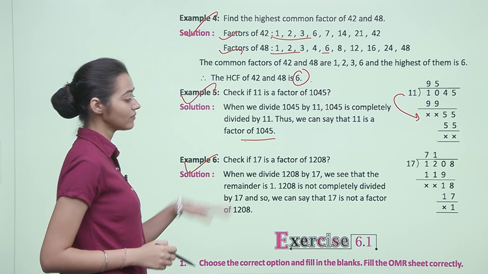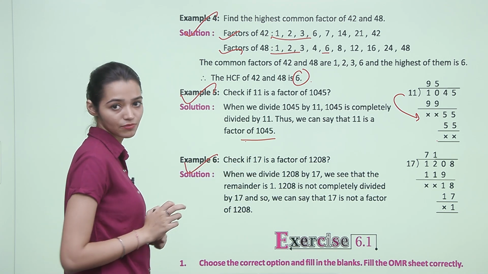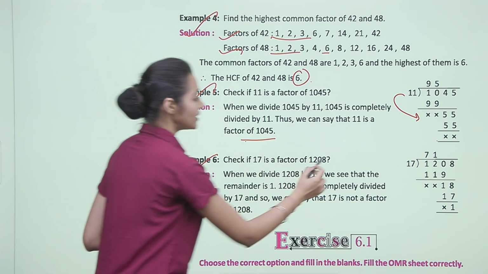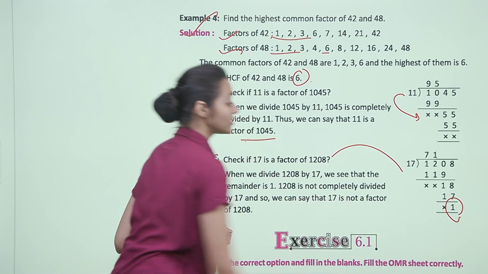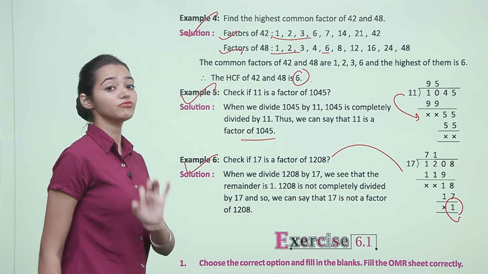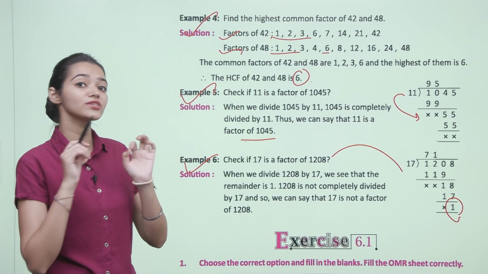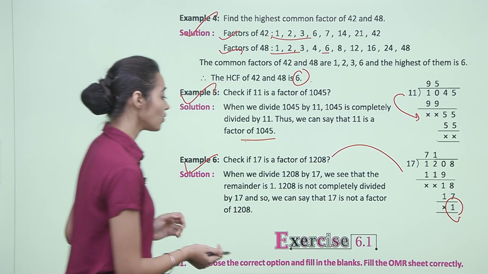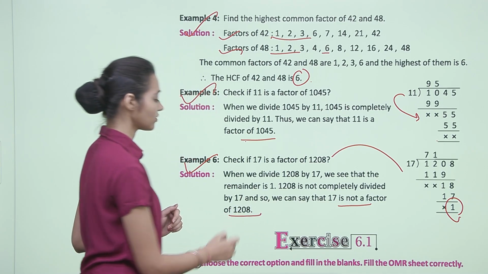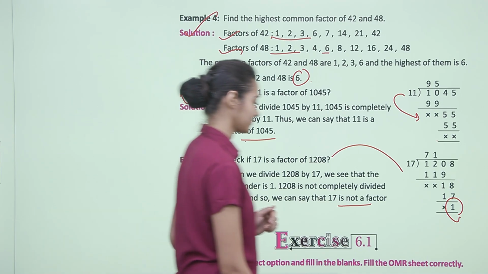Now in the next one again we have to check whether 17 is a factor of this number or not. After dividing it we can see that we have the remainder 1, and if a number has a remainder, that means it is not completely divisible and it is not a factor of that number. So that clearly means 17 is not a factor of 1208.